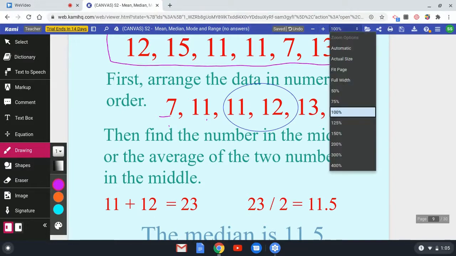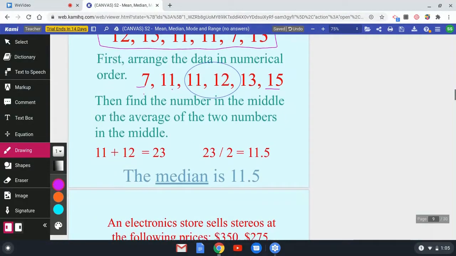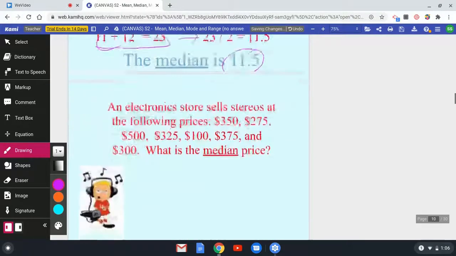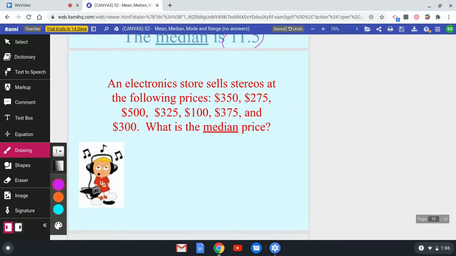The median is the middle number, right? What's in the middle? I usually go like this: 7, 15, 11, 13. 11 and 12 are my middle numbers. So I could just say, what's right in between 11 and 12 if they're the same number? Or I could find the average, add them together, divide by 2, and I would get 11.5. So let's try that on this one. You don't really need a calculator now, right?